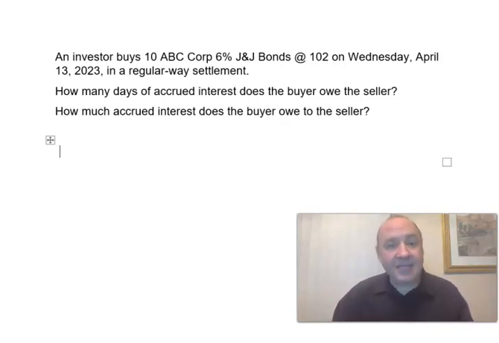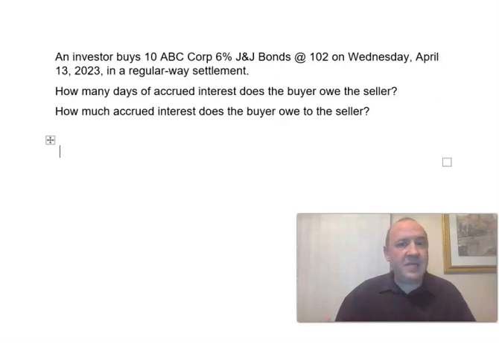So the buyer has to pay the bond seller the accrued interest, the amount of interest accruing from the last interest payment date up until the day before the settlement date. Well, the day before would have been April 14th, and the last interest payment date would have been January 1st. So the J&J bond, J&J means January, July. So it pays interest every January 1st, every July 1st. The buyer owes the seller interest from January 1st up until April 14th, the day before the settlement date.